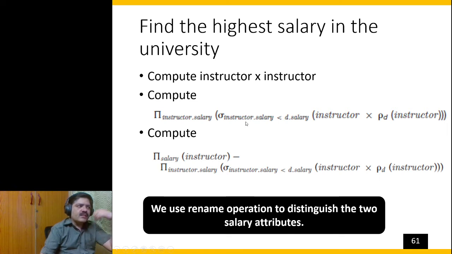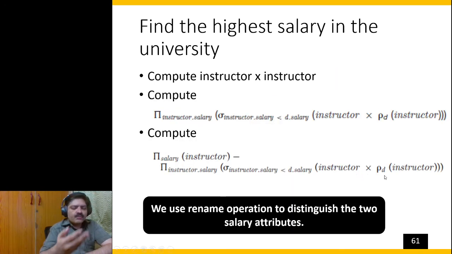So once again, I take instructor relation, find the cross product with itself, and filter based on the condition that instructor dot salary is less than d dot salary. So this means that as long as there is at least one salary which is greater than the instructor's salary, such a salary will be chosen or projected as part of the output relation. Then the only thing I need to do to arrive at the highest salary is take a projection of salary from the instructor. So I get all salaries that are there in the instructor relation and remove whatever I figured out as step 2. So this is one way to capture the highest salary in the university.